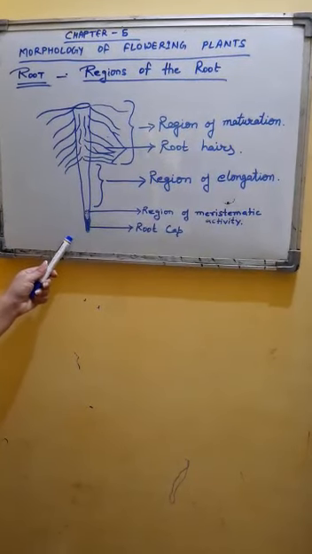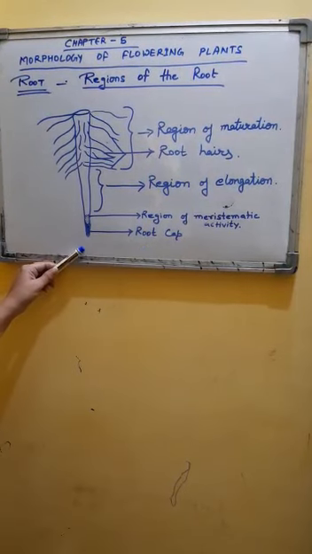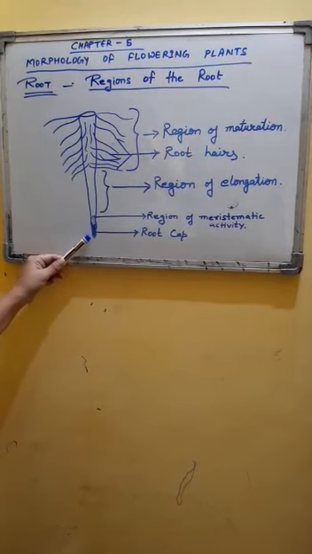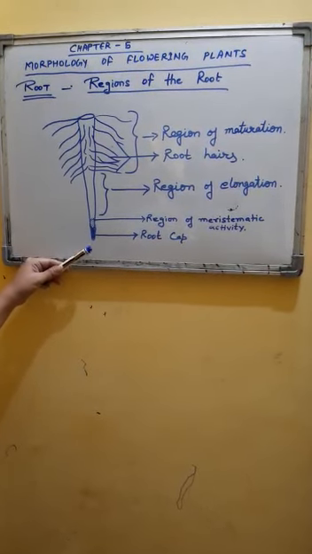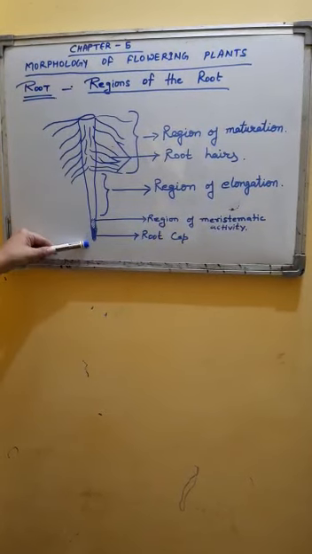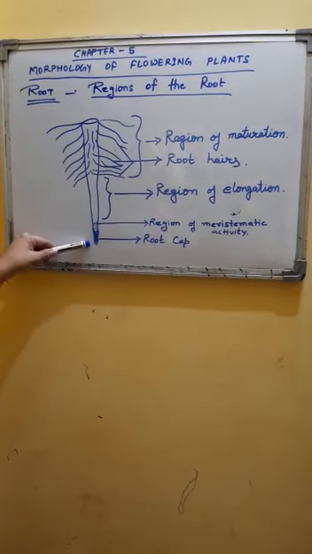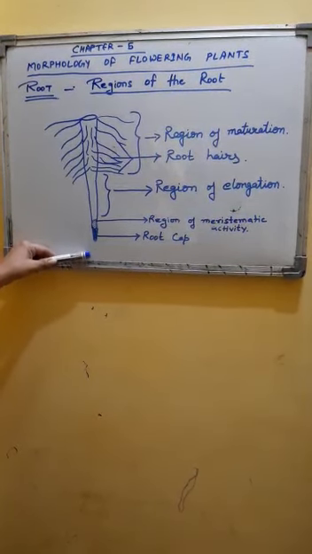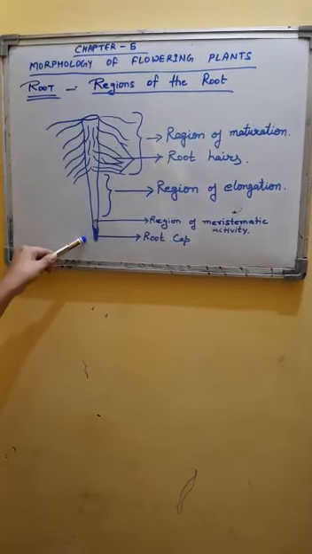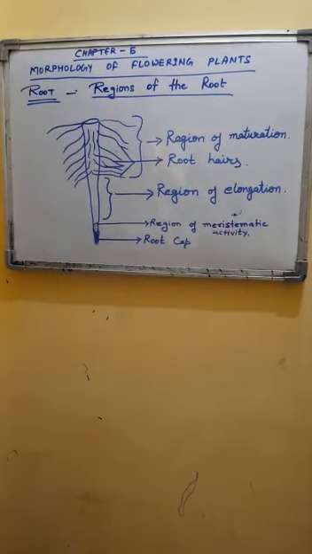The tip of the root is covered by the root cap. It is a capping which is present to protect the soft and tender tip of the root which is moving inside the soil facing friction. Since roots grow downwards through the soil facing friction, to protect the tender and soft cells of the root tip, it is covered by the root cap. So this is the first region of the root.